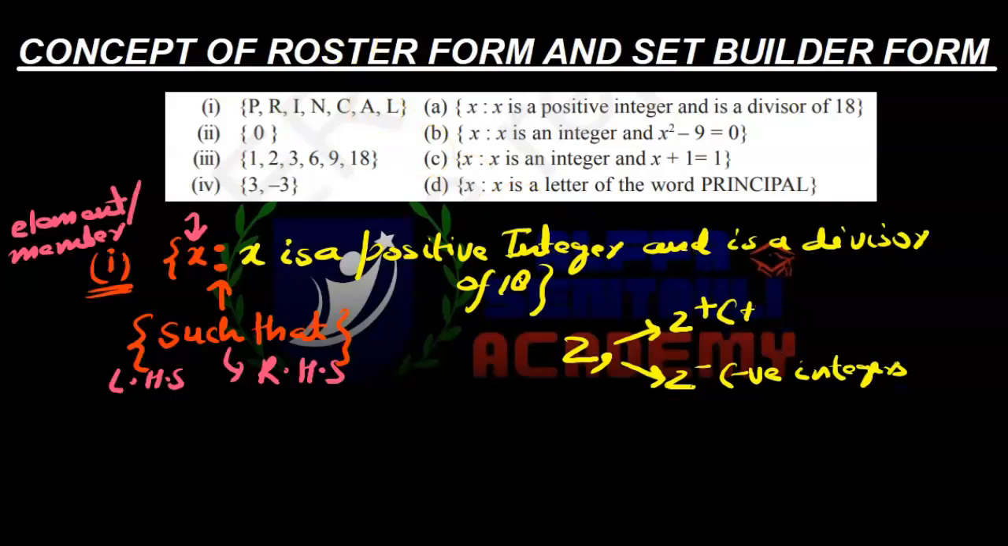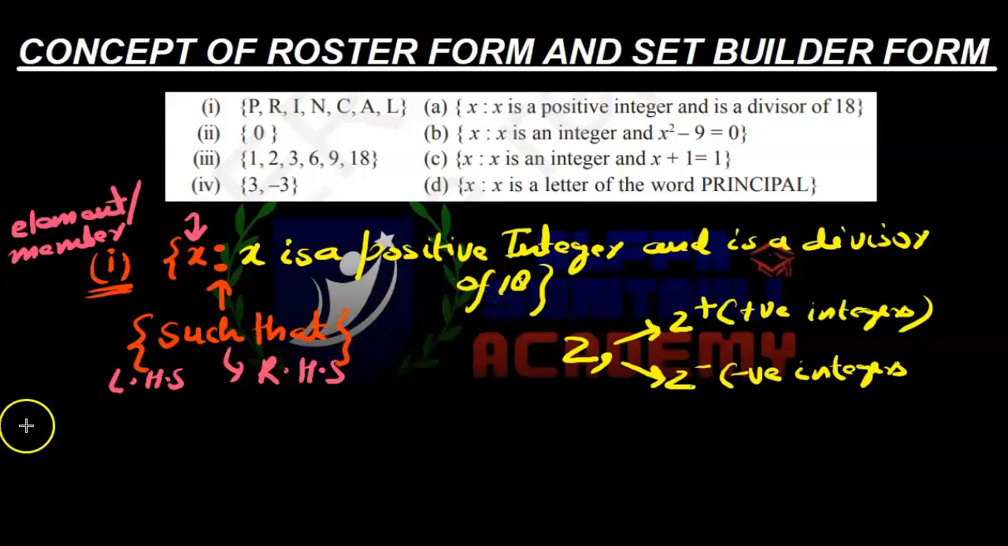These are our positive integers. So x is a positive integer and it must be a divisor of 18. That means whatever element we choose, x being a variable, all the elements must divide 18 as well. So what is the necessary condition?